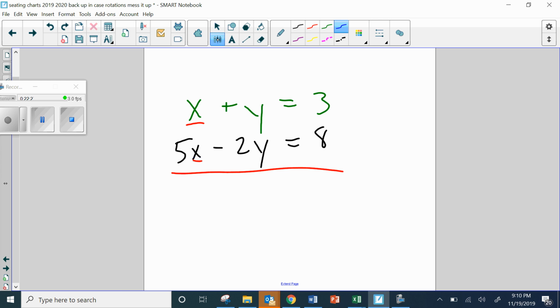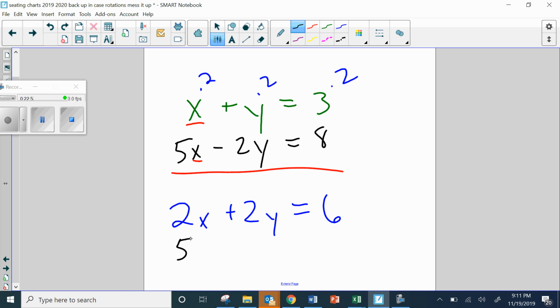So I'm going to say x times 2, y times 2, and then 3 times 2. I have to multiply every single term when I'm doing this. I can't just multiply it by the y, or even just by the y and the 3. So my new equation is going to be 2x plus 2y equals 6. Now I'm just going to bring the other equation down from the top. We didn't do anything with that. So that's just 5x subtract 2y equals 8. Go ahead and extend the page a little bit.